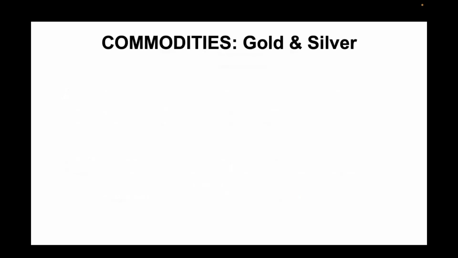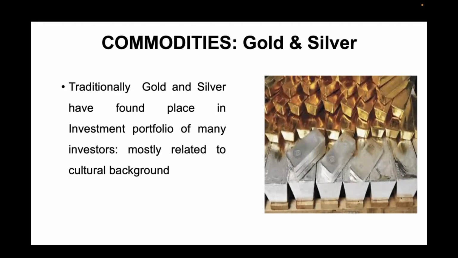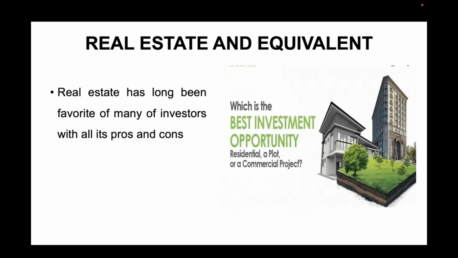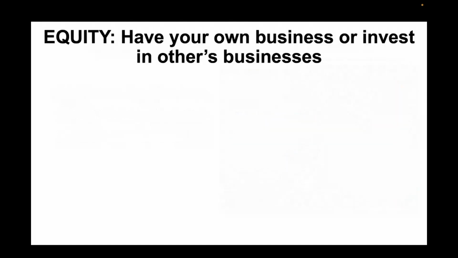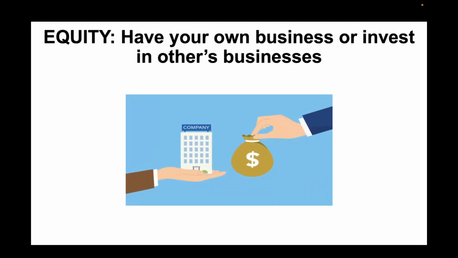The second one is investing in commodities. Commodities we normally refer to as gold and silver. Traditionally, gold and silver have found a place in the investment portfolio of many investors, mostly related to cultural background. The third bhuta is real estate and its equivalent. Real estate has long been the favorite of many investors with all its pros and cons. The fourth one is equity, either having your own business or investing in someone's business. This is the least explored asset class.